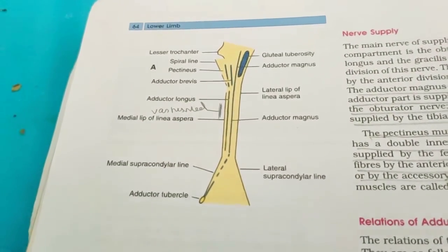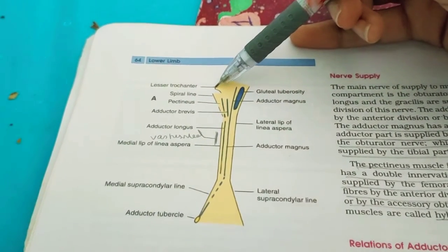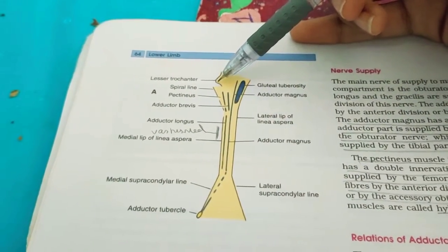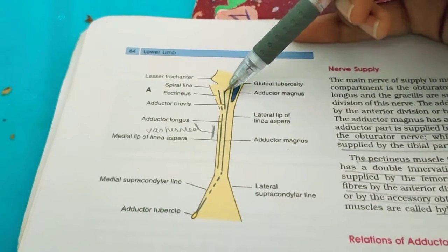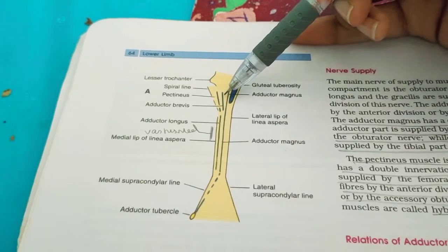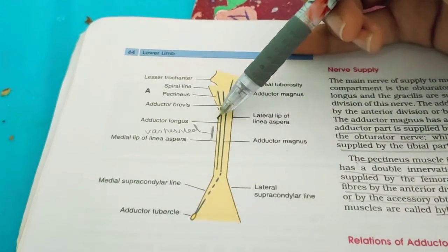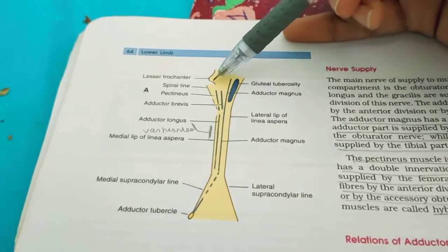So now we are talking about adductor brevis insertion. Here is the lesser trochanter. They are saying that this is inserted from the line extending from the lesser trochanter to the upper part of linea aspera, right? Behind the upper part of adductor longus.